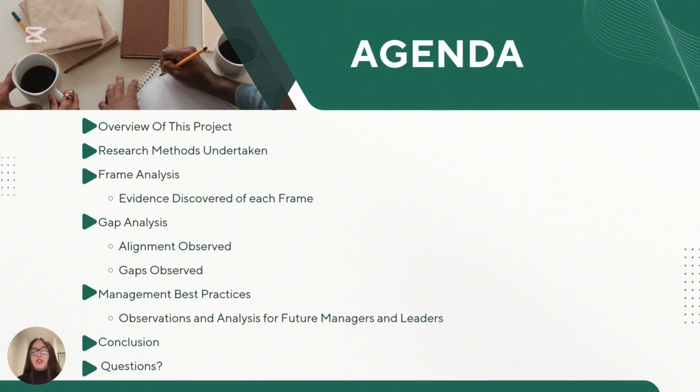After that, we're going to describe the research methods that we use. We're going to talk about both the primary and secondary research. Then, my teammates and I are going to provide evidence that we found about the four frames of Bolman and Deal. After that, we're going to provide a gap analysis. We're going to talk about the similarities and differences that we found during the interviews.